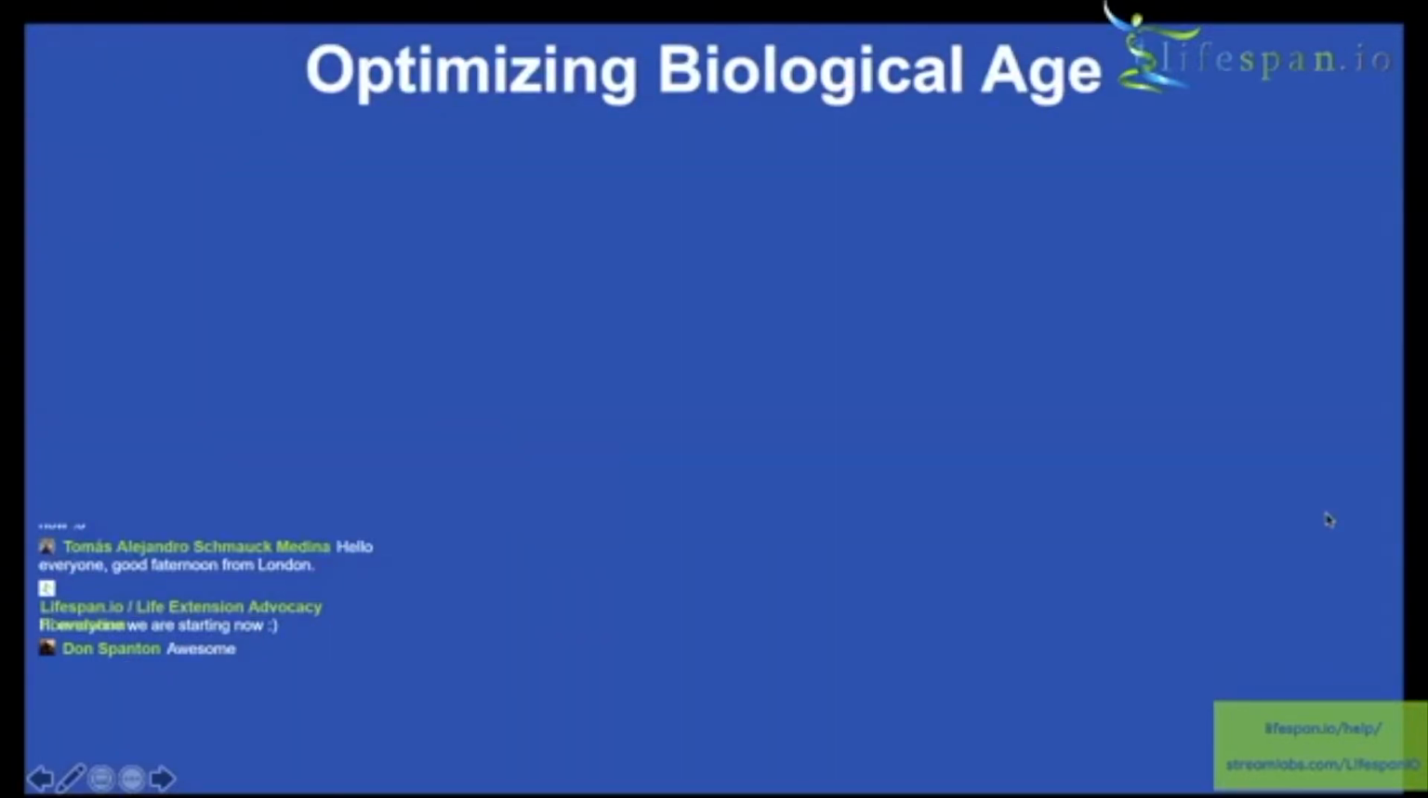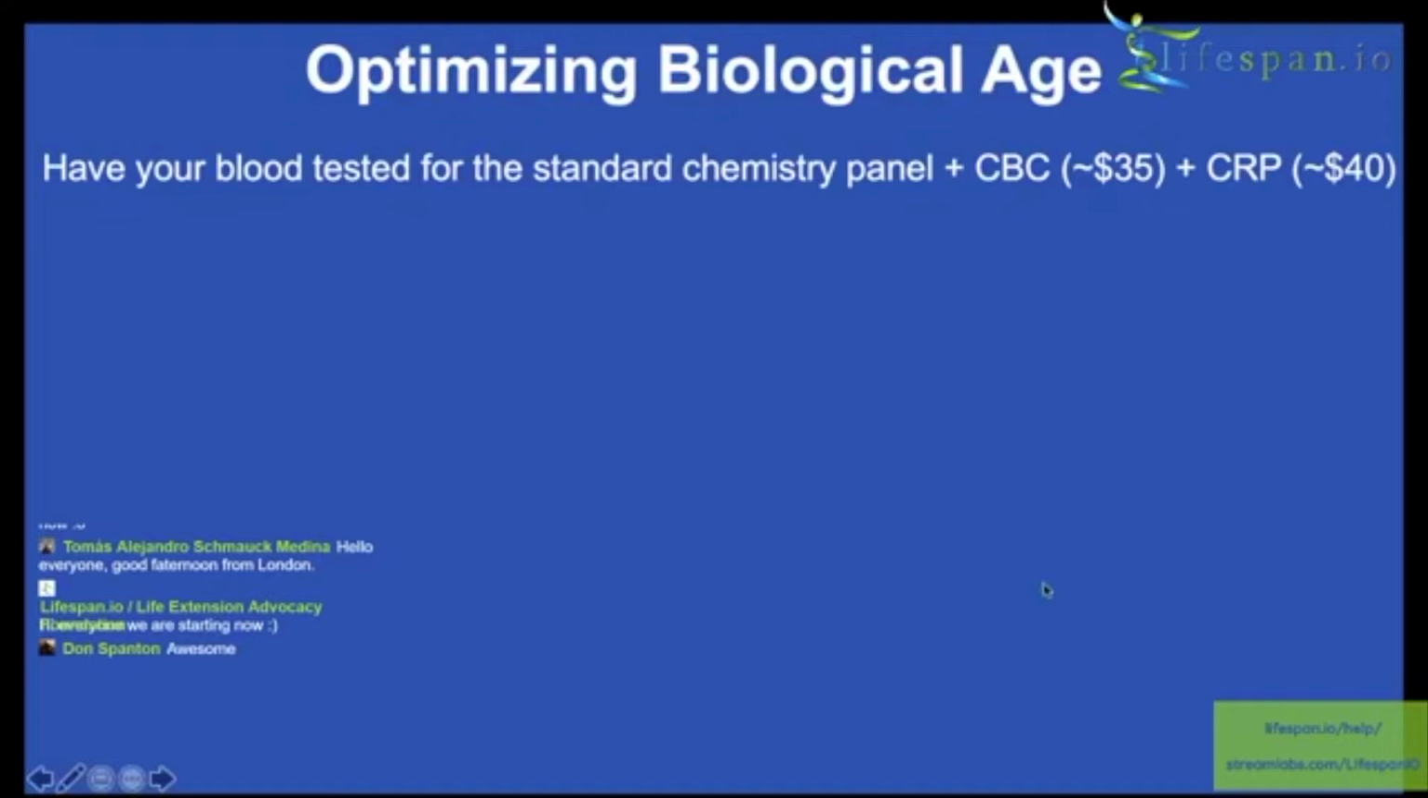So optimizing biological age. How do you do it? You just go to your doctor and get the standard chemistry panel, which is commonly performed at the yearly physical, plus the CBC, the standard blood count, which includes white blood cells, red blood cells, hemoglobin, and their differentials. Then you would have to ask for C-reactive protein. The combination of those two costs $75 to $80, at least in the US. It may be different in other countries. And just for comparison, it's relatively cheap compared to other measures of biological age, including the epigenetic clock.